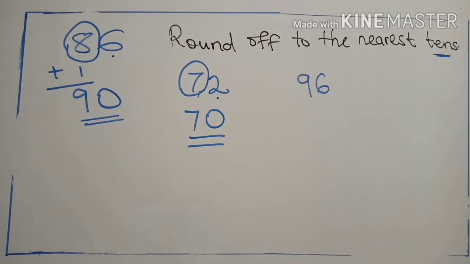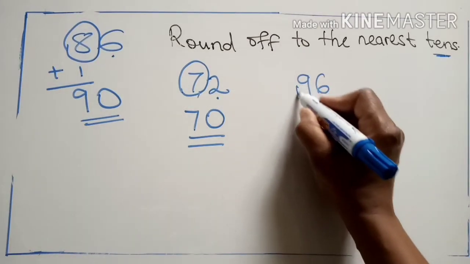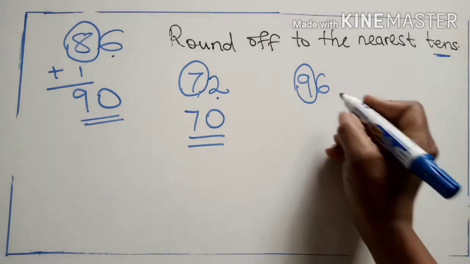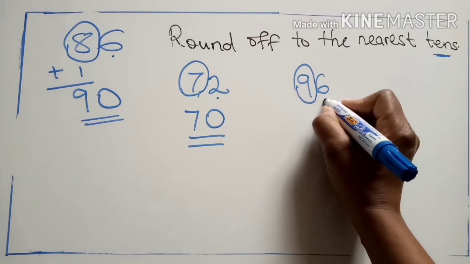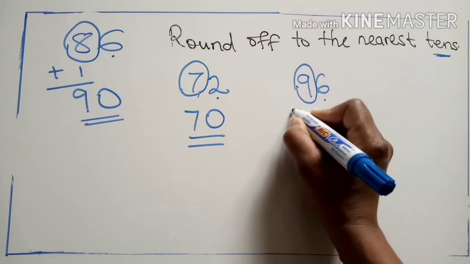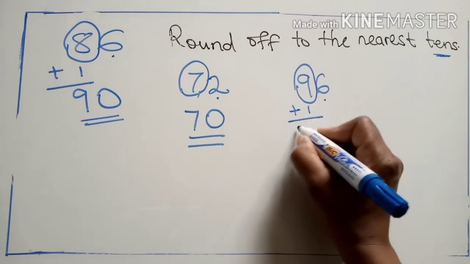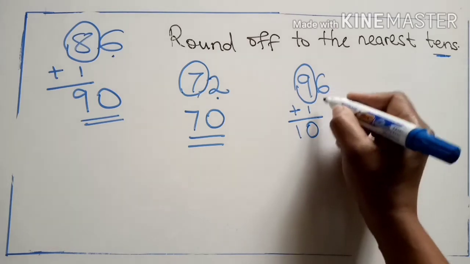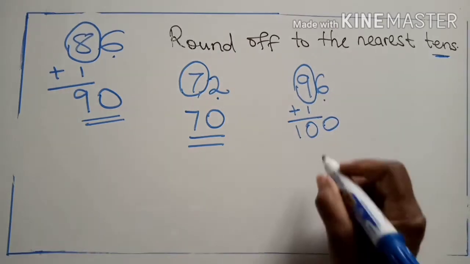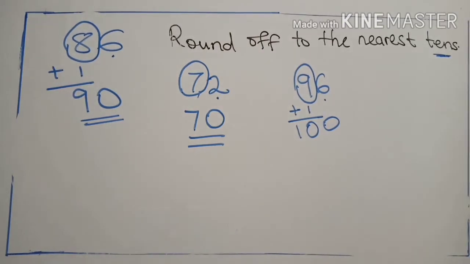96, rounded off to the nearest tens. We are going to say this is our tens. We want to round off to the nearest tens. So look at the number to the right. It is already 5 and above, so we will round up. Rounding up means we add 1 to the tens so that we have a 10, and the number that is after our tens is converted to a 0. So our answer is 100.